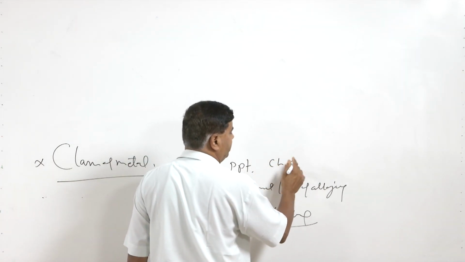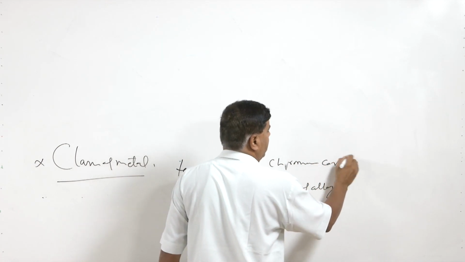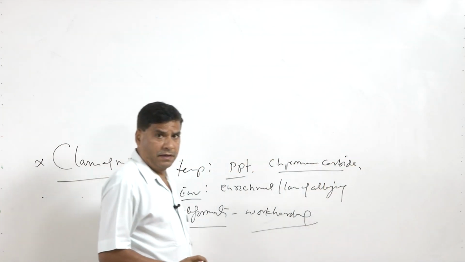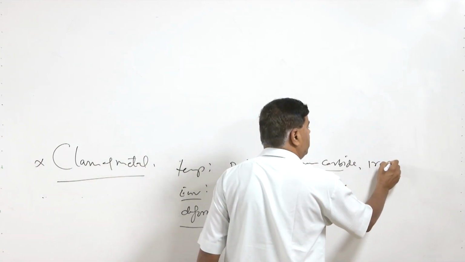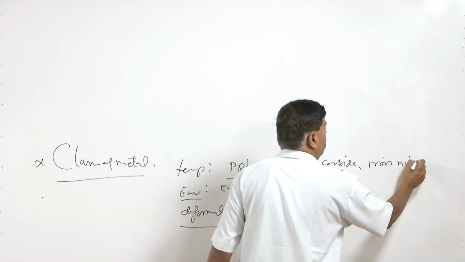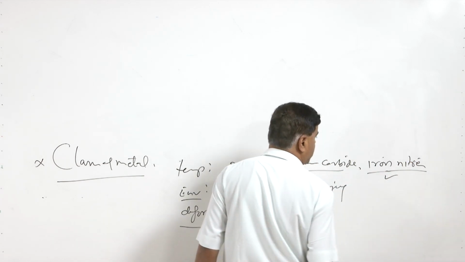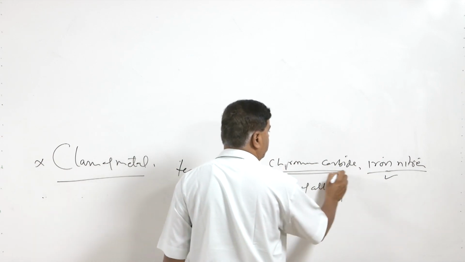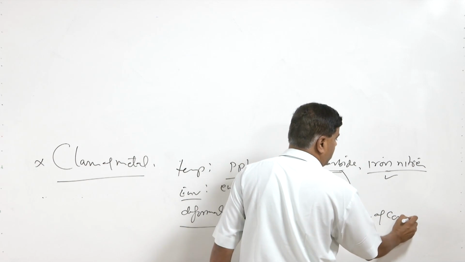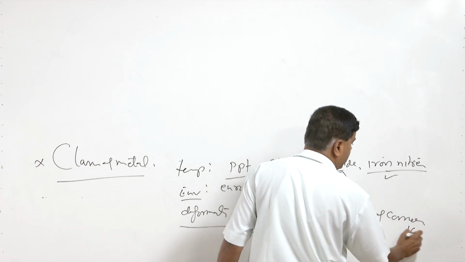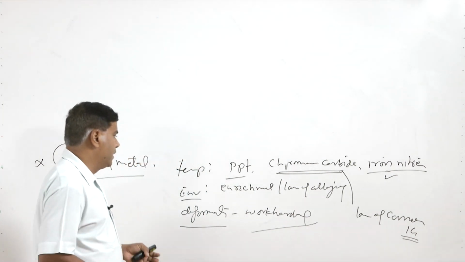chromium carbide or there can be formation of the iron nitride. So, these will be embrittling the metal system. So, iron nitride will be embrittling the steel, increasing the hardness, while the chromium carbide formation will be leading to the loss of corrosion resistance, especially the intergranular corrosion takes place if the chromium carbide precipitation is occurring.